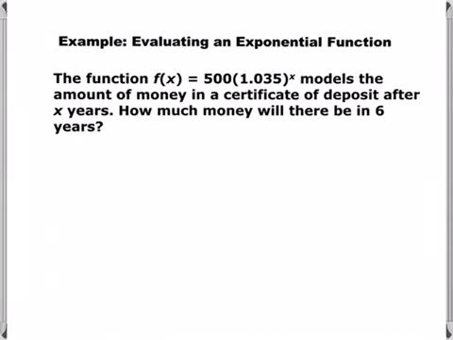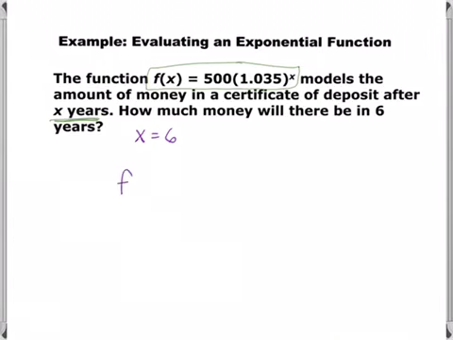So in the next example, we're given the function f of x equals 500 times 1.035 to the x power. This function models the amount of money in a certificate of deposit after x years. They want to know how much money will there be in the account after 6 years. So that means our x value in this case is going to be 6. So we're going to plug in 6 for x into that equation.